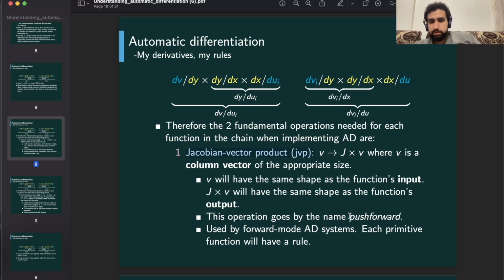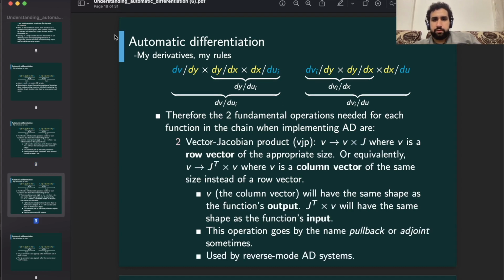Now, this operation sometimes goes by the name pushforward operation. Again, this v coming to u is basically going to be these intermediate derivatives that we're accumulating, and these are typically known as the tangents, as we said earlier. And so if we have the tangent v coming to us, we need to be able to multiply the Jacobian by this tangent to get another tangent, and that's called the push-forward operation by some people. And this is the primitive operation that any forward mode AD system is going to require from any function that is to be treated as a primitive function with a known differentiation rule.